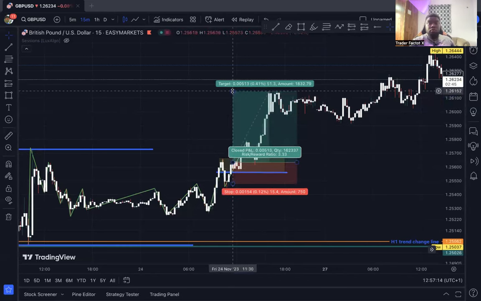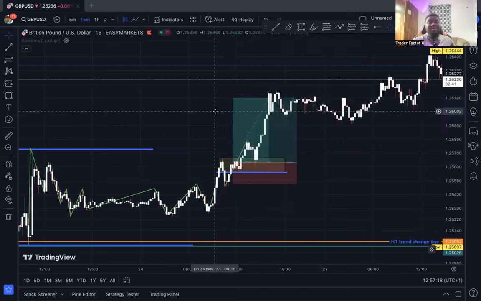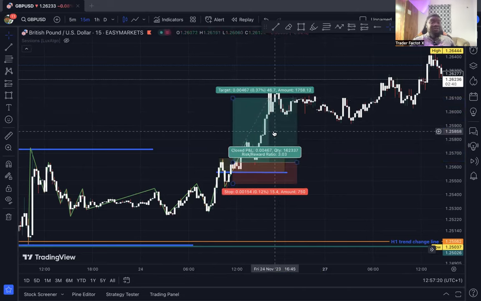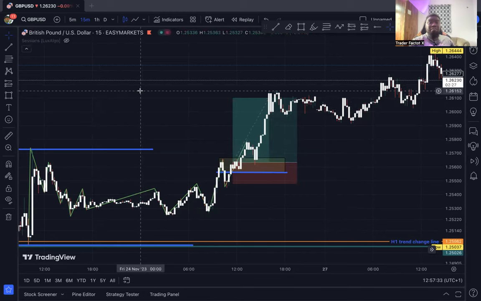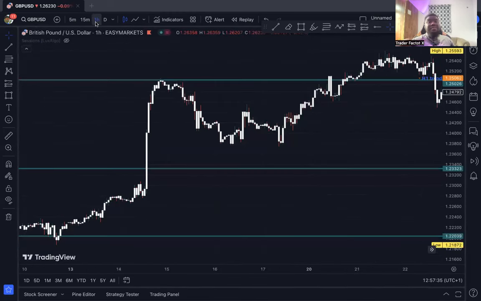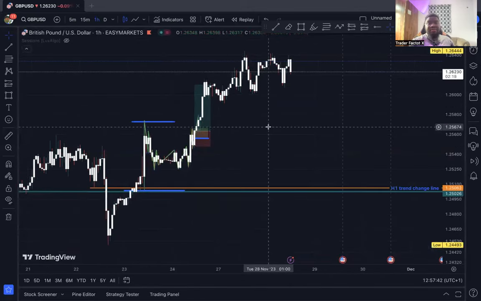So this is 1:3. You understand? So this is it for the breakout and retest strategy. You understand that? This is the strategy I use most of the time. So I'm just giving you guys out there so you understand what it is. So let's move down now to something that's happening currently, like current market activities.